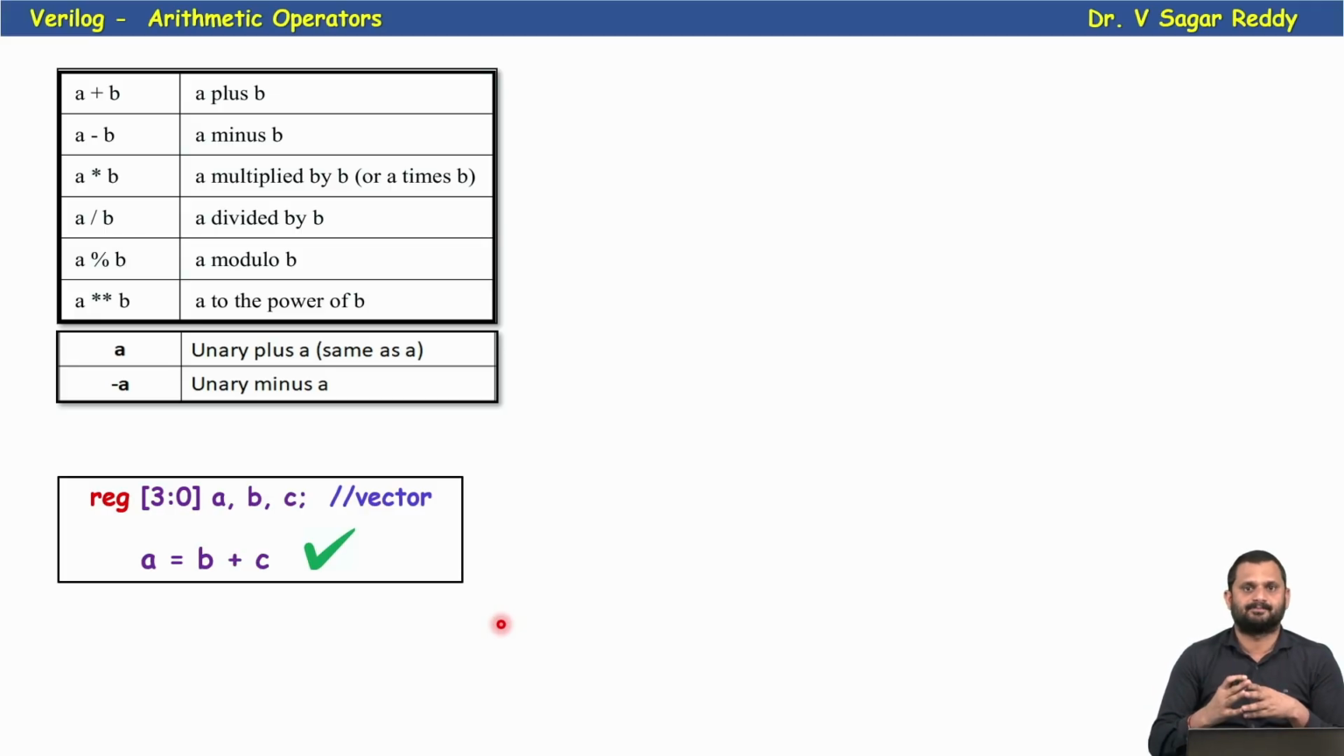That's very important. Even if you can find the result of a given expression, it doesn't matter, it won't fetch much. So you should know when to use these operators and where to use them. Now for example, if I write reg [3:0] a, b, c, here I declare a, b, c as 4-bit vectors. Now I can write a = b + c. It is a valid expression.